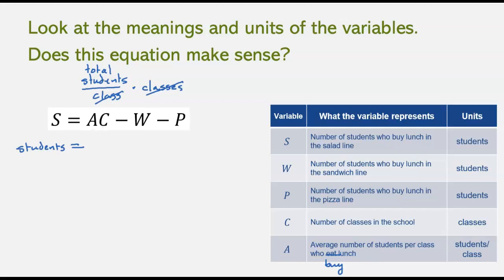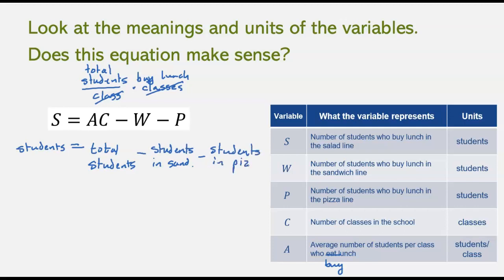So A times C is the total students who buy lunch. That's what A times C represents. This is total students. And then these ones, again, are fairly simple. We already figured out what those are. W is the number of students in the sandwich line, so we'll just call that sand. And then P was the number of students in the pizza line. So let's look at this all together and see if this makes sense.